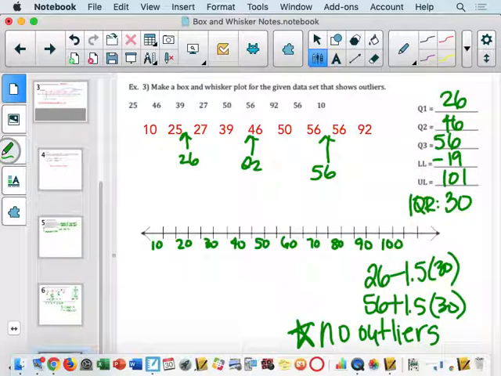So my smallest data point here, my minimum, was 10. My maximum is 92. So we're just going to estimate where this stuff falls. So 10, 26, 46, 56, 92. So if it helps, you can maybe draw your box in the center. Whatever order you do that in is fine. Tail, or whisker, and whisker.